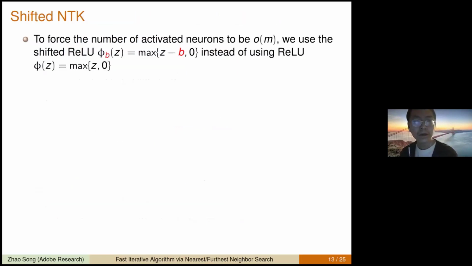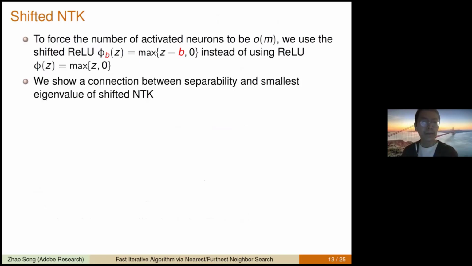Another important thing to make our neural network analysis go through and to support a nearest neighbor data structure is that we also need to modify the neural tangent kernel. Instead of using ReLU, we are going to use a shifted version of ReLU, which takes the minus b, where b is the shifted value. And we can also show a connection between the separability and the smallest eigenvalue of the shifted NTK.